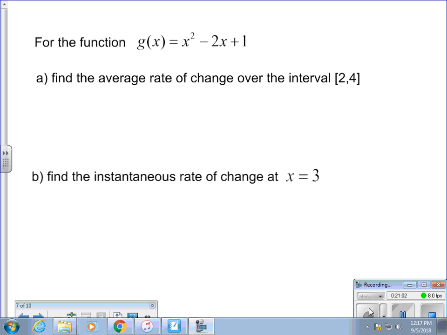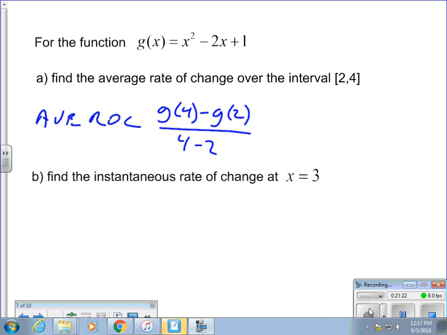Okay, here we go. Let's do the easy one first, and the one that everybody screws up because it is easy. The average rate of change is g of 4 minus g of 2 over 4 minus 2. Slope connecting the 2 points. So g of 4. 4 squared is 16. 16 minus 8 is 8 plus 1 is 9, right? Right? Yeah.